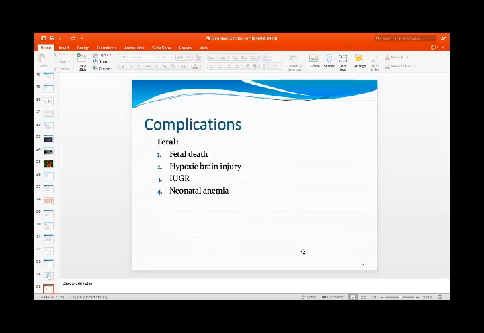Now the fetal complications include fetal distress, hypoxic brain injury, and repeated episodes of bleeding, which will lead to growth restriction. So these are the fetal complications.